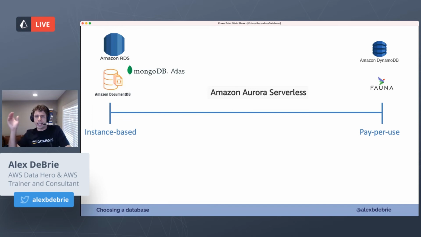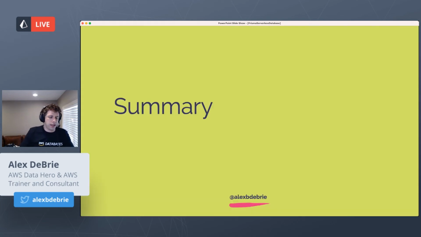Then on the far right side, again, we have DynamoDB and Fauna, which both have pay-per-use pricing. You can actually just do on-demand pricing and say, hey, just charge me for every read and write that comes in. You don't have to pre-provision stuff. It's going to handle all that for you and charge you for each read and write request that comes in, which is pretty amazing. So that sort of concludes it.